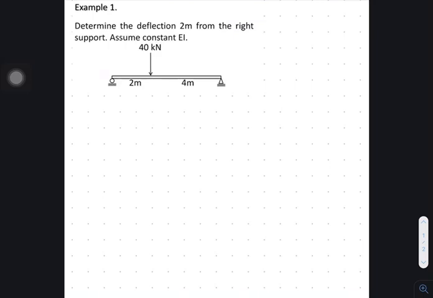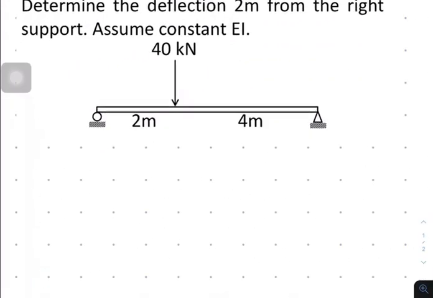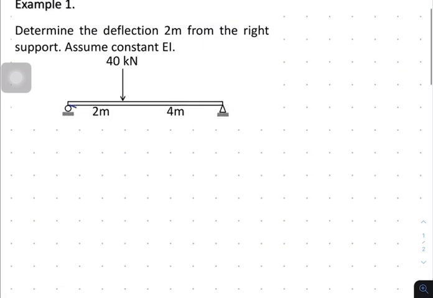Okay, example number 1. Determine the deflection 2 meters from the right support, and assume a constant EI. So first, before assigning letters, you have to illustrate the deflection or the elastic curve. That is just an assumption, so just a rough curve.